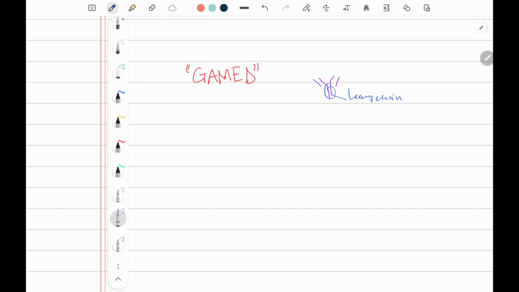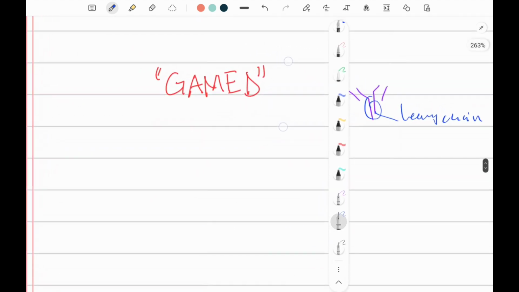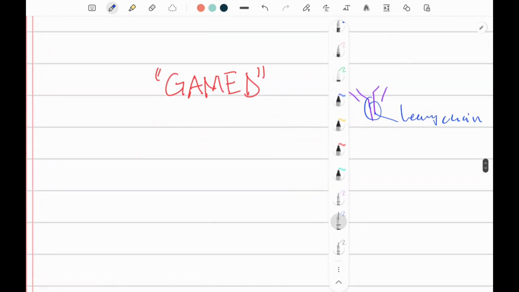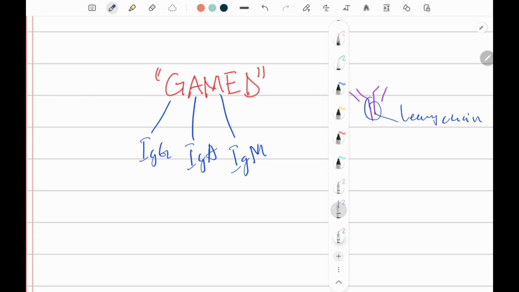First of all, we are going to talk about the immunoglobulins that are found in the serum, from the highest to the lowest. So let's go back to our mnemonic here. The first letter we see in GAMED is G. So obviously IgG is the highest in the serum, followed by IgA, which is the second highest, and then we have IgM, which is the third highest. Here's where it gets interesting. The fourth highest immunoglobulin in the serum is not IgE but IgD.